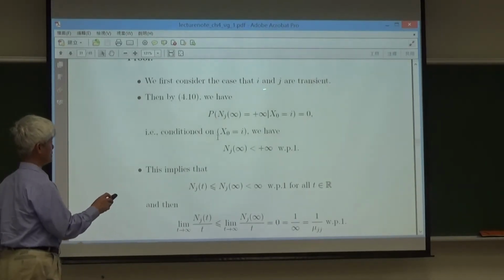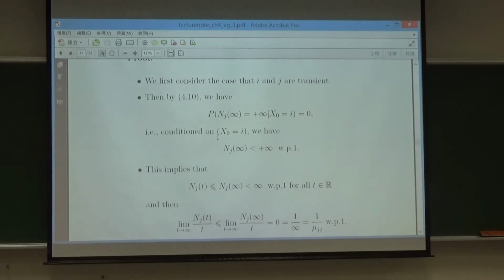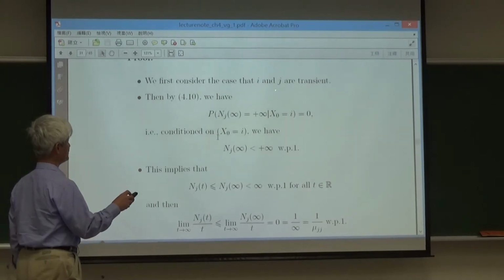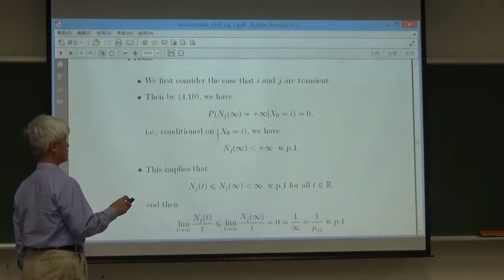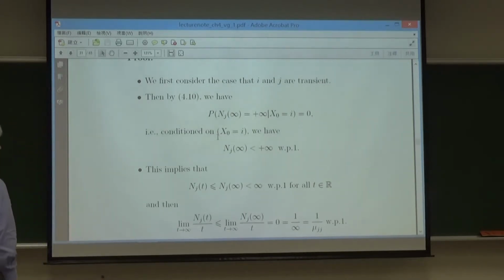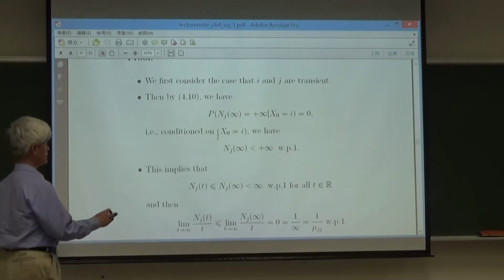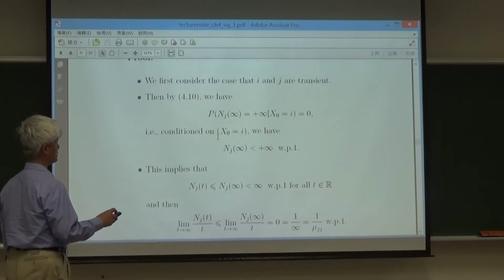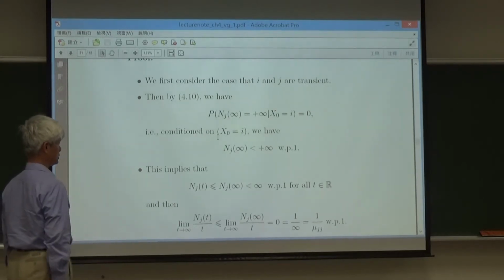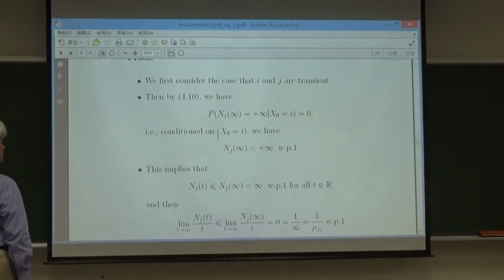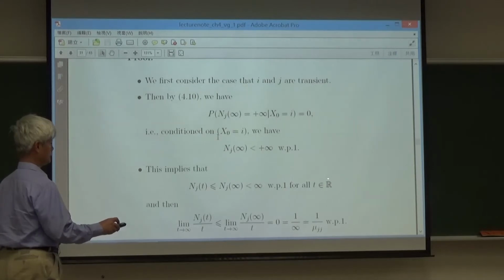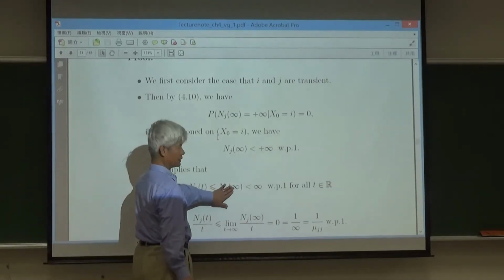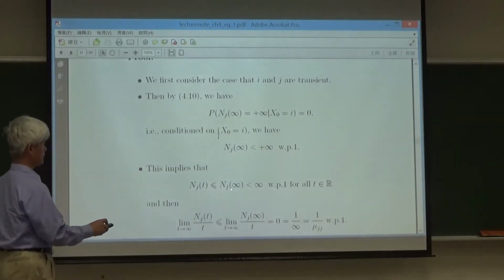So we first consider the case that I and J are transient. That means we are considering a transient communication class. We already know that if J is transient, then this probability is 0, because for a transient state you are unable to visit the state many times. So conditioned on the initial state being I, the total number of visits to state J is finite with probability 1. So for all t, N_J(t) has an upper bound, and this upper bound is finite with probability 1.